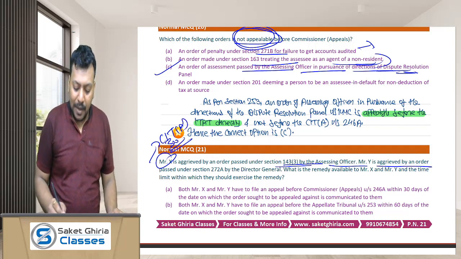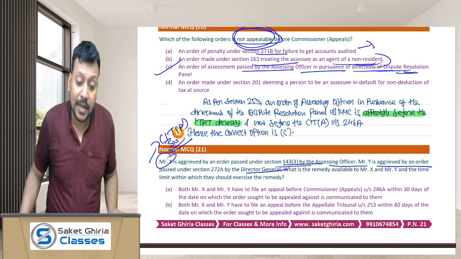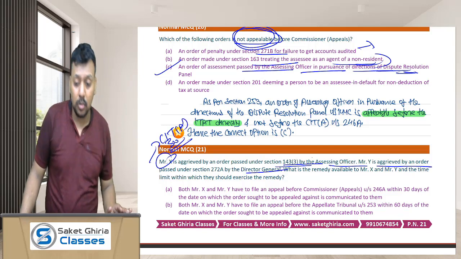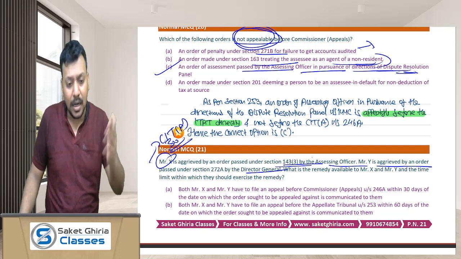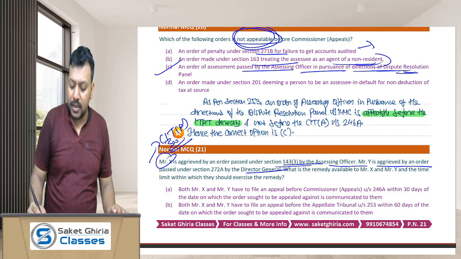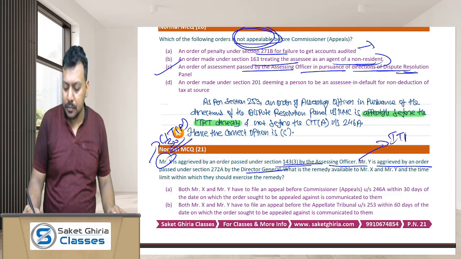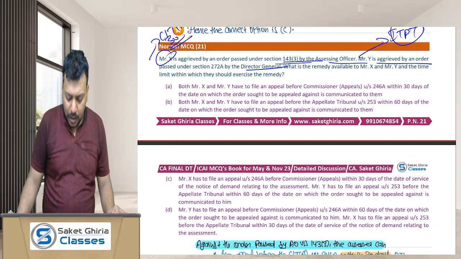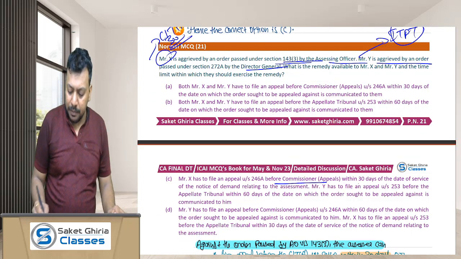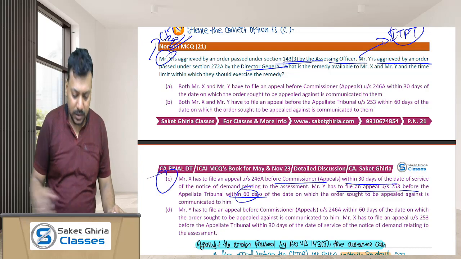Okay, Mr. Y is aggrieved by the order passed by the Director General. Dear friends, Director General is as good as CIT. So Mr. Y cannot go against the order of the Director General to the CIT appeal. Mr. Y has to go to ITAT within 60 days. So the correct option is Mr. X has to file before CIT appeal within 30 days, and Mr. Y has to file before ITAT within 60 days. So the correct option is C.